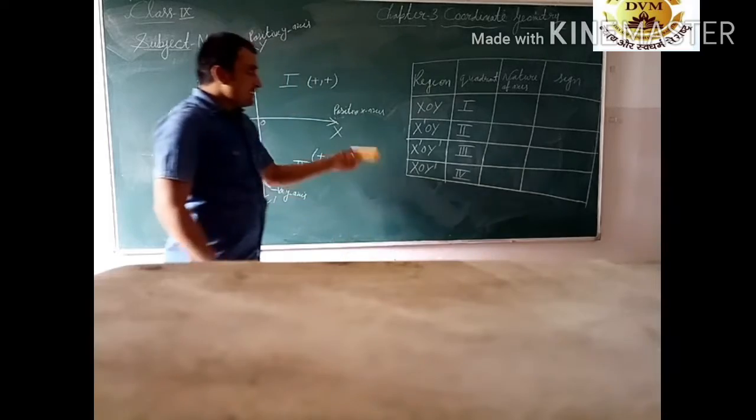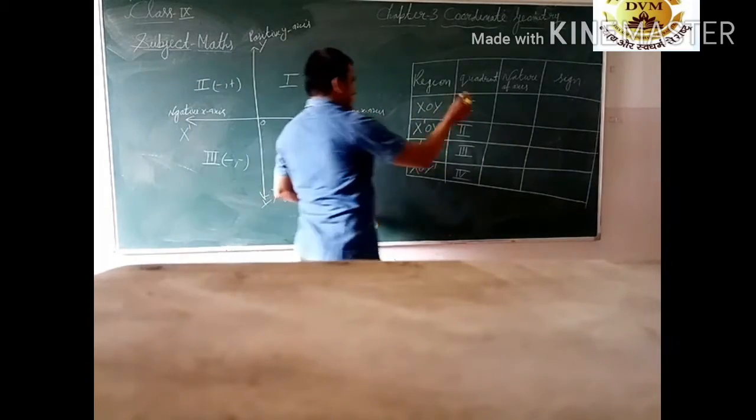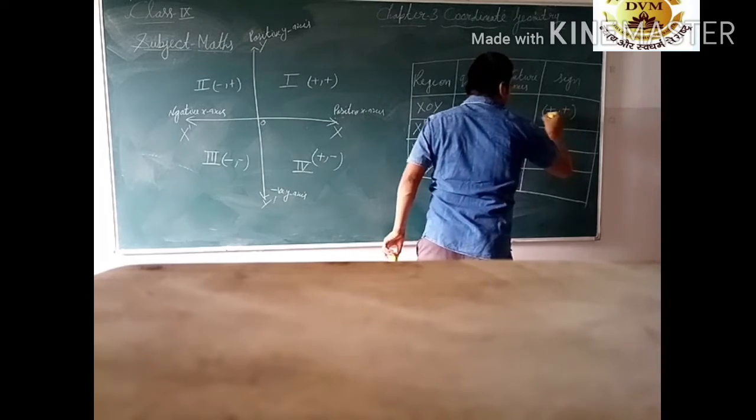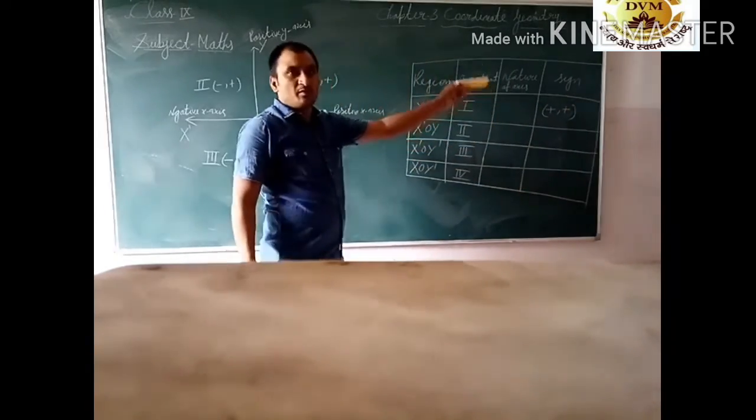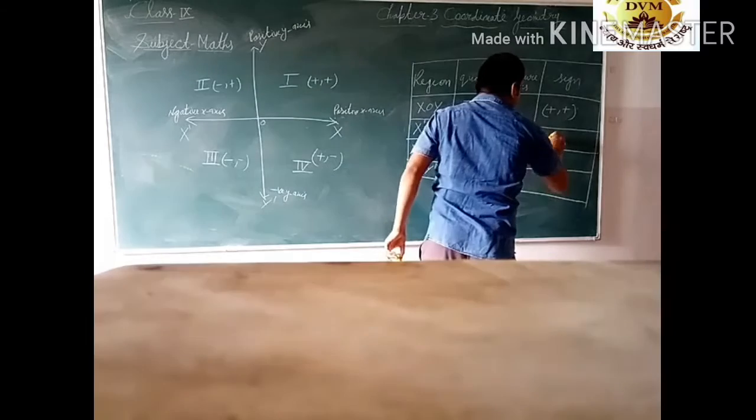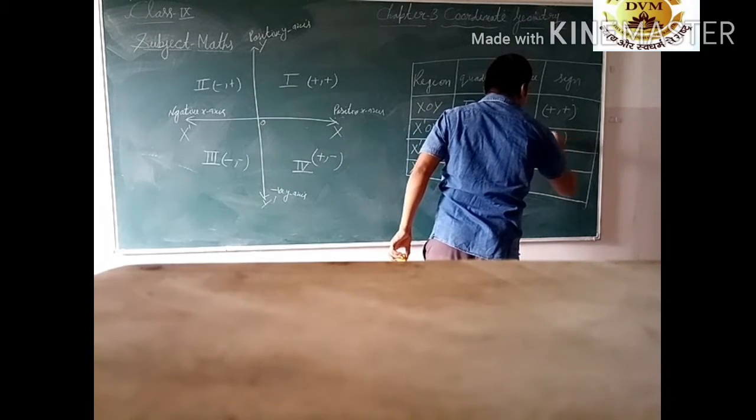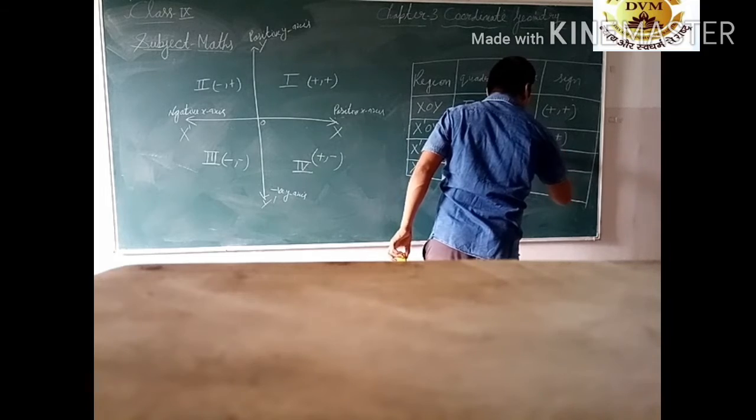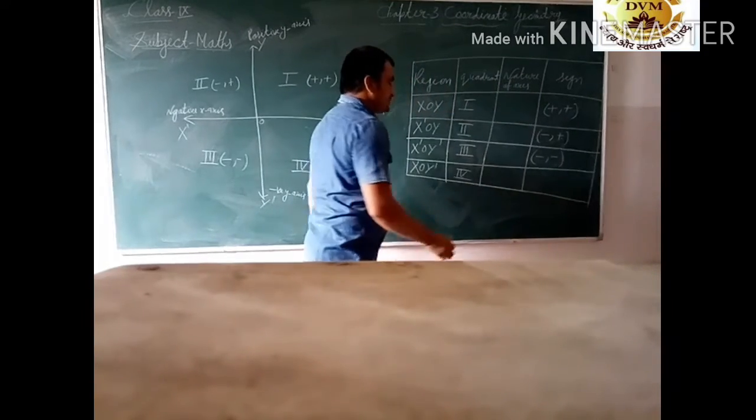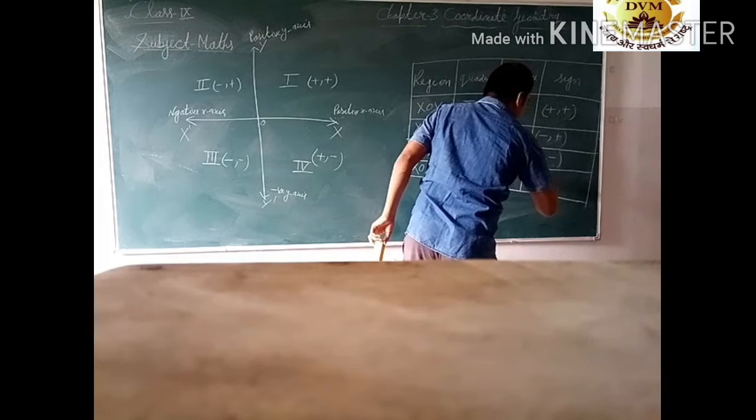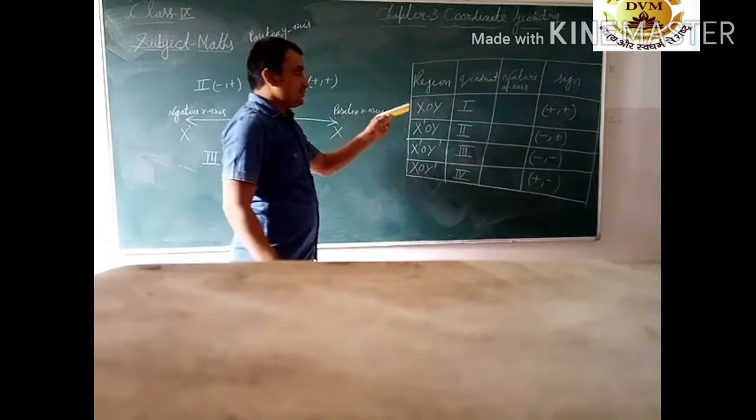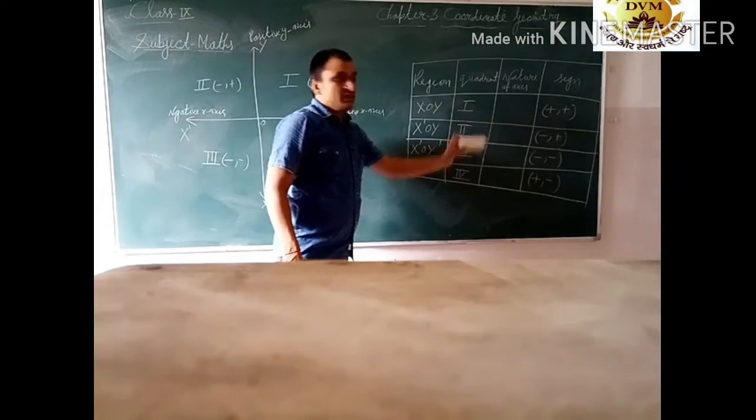Clear? Now sign. I have told you its sign: positive of x-axis and positive of y-axis, negative of x-axis and positive of y-axis. In third quadrant both axes are negative. In fourth quadrant positive of x and negative of y-axis. Clear? Now we have to know about nature of axis.